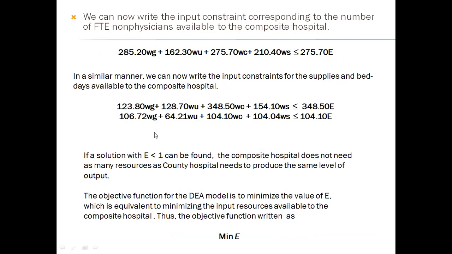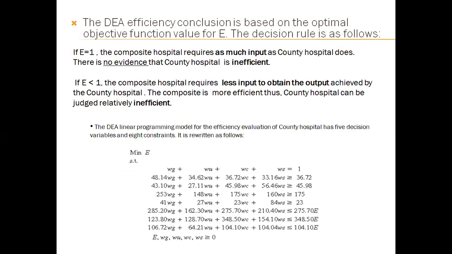So if a solution with E less than 1 can be found, that means that the composite hospital does not need as many resources as county hospital needs to produce the same level of output. Okay, the objective function for the DEA model is to minimize the value of E, which is equivalent to minimizing the input resources available to the composite hospital. Thus, the objective function is written as minimizing E, or min E.